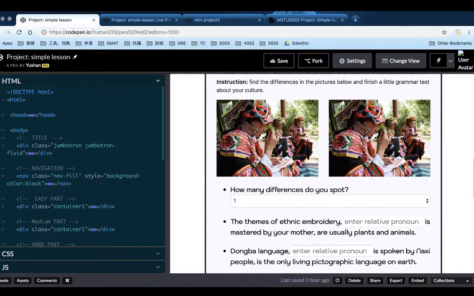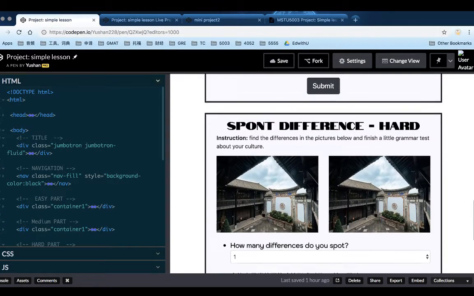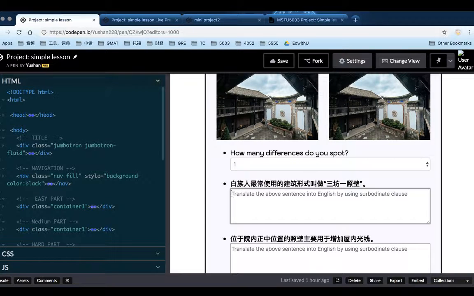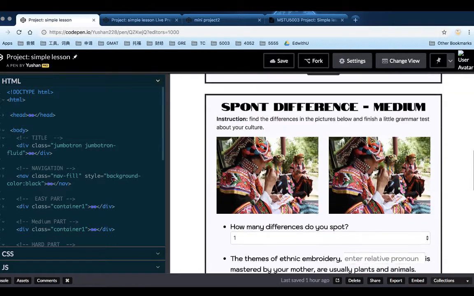And in the medium level, I use a text input, so students need to come up with the right relative pronoun to put inside the box to finish the sentence. And in the hard part, I use a text area, which gives students more space to translate the Chinese into English, which I hope will not be so hard for them. That is how I use interaction design in this game.